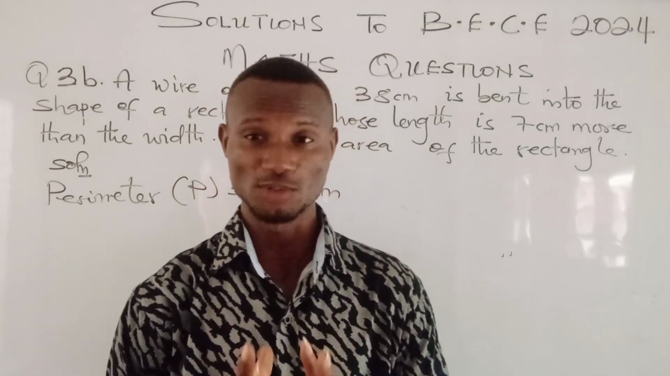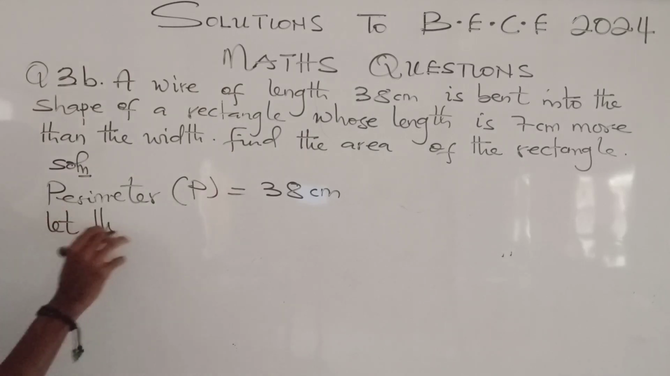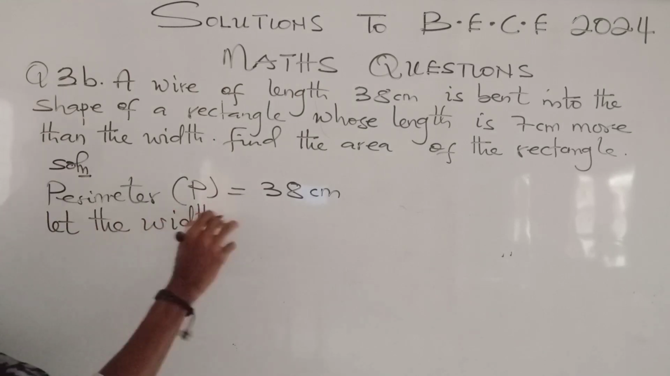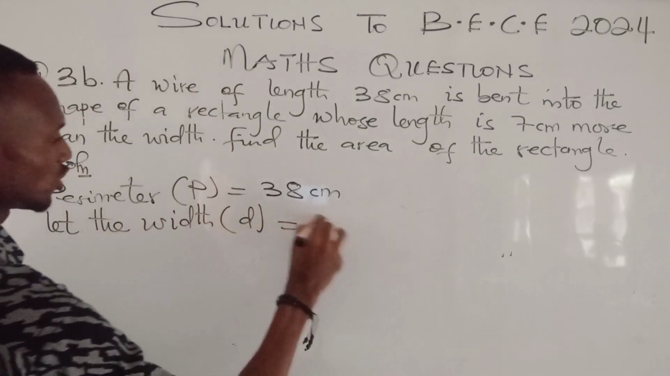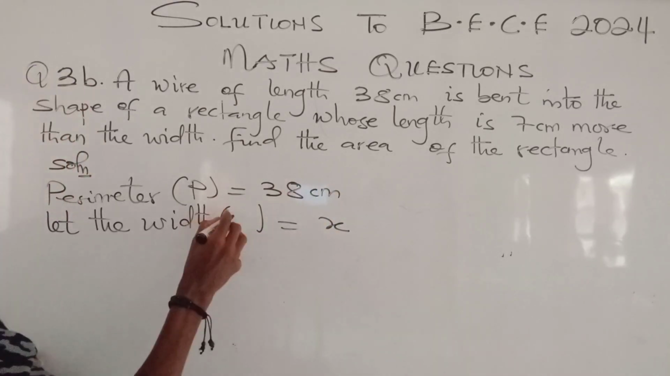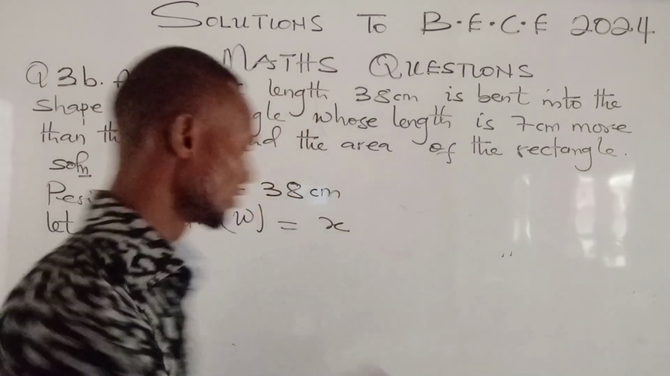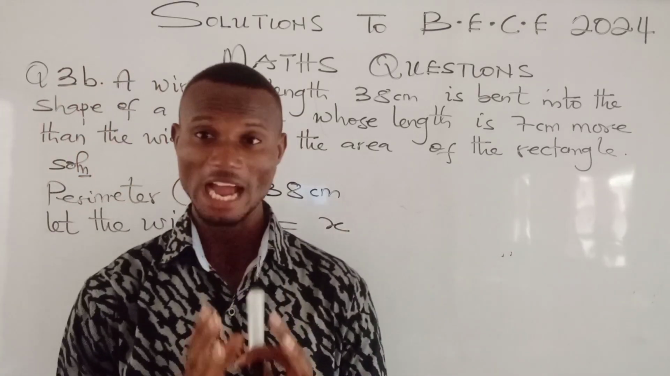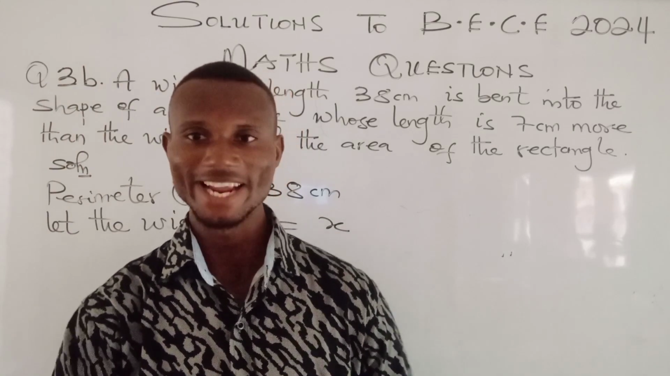I hope you understand up to this point. So I'm going to say, let the width (W) of the rectangle be equal to S. Sorry, not D, in brackets W. So W represents the width of the rectangle, equals S. I hope you agree with me up to this point. So we've represented the width that we don't know by a variable.